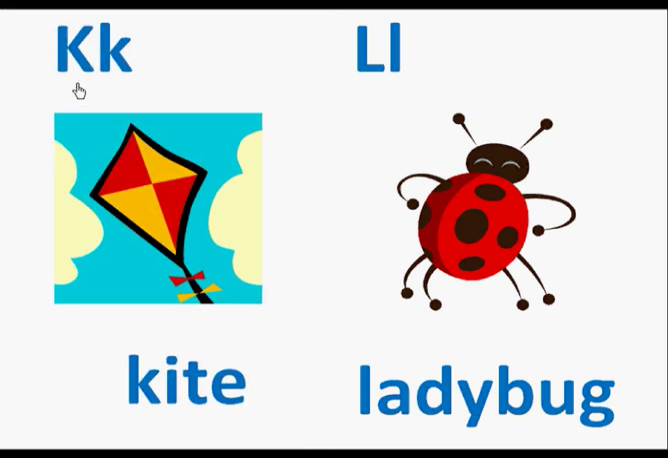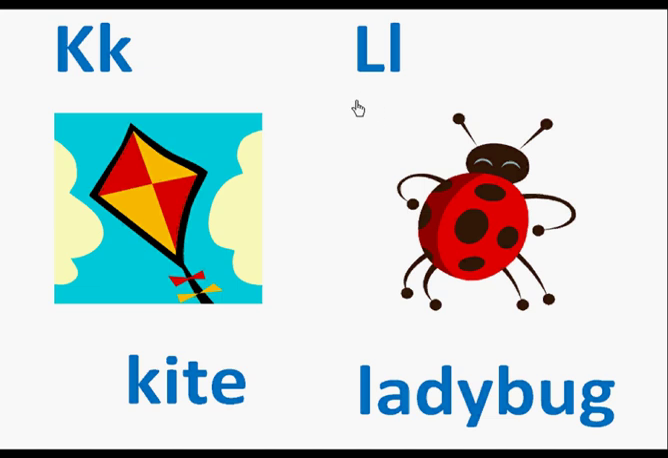Here we have a capital K, a small k, a picture of a kite, the word kite. The letter K makes the sound K. So we'll read this page. K, kite, K.